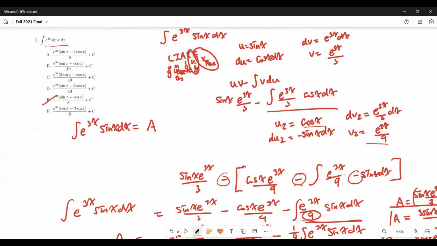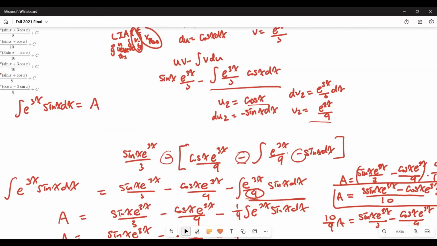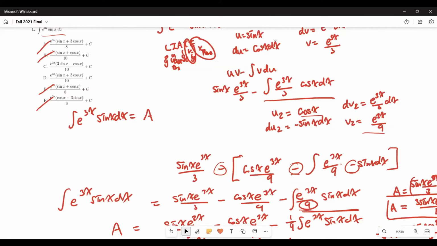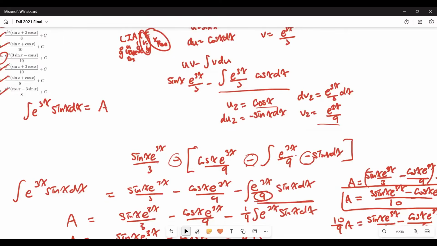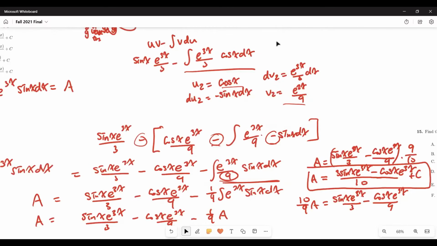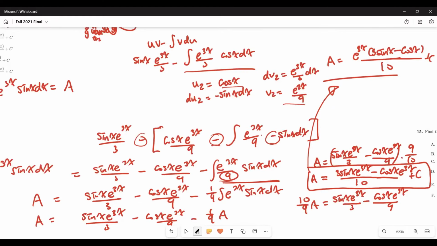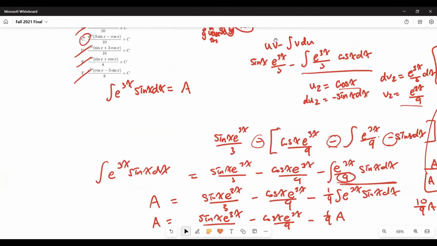Now let's find the exactly same format among the choices. So it's not a, e, or f, it's going to be either b, c, or d. But if you recall, our function had 3 sine x times e to the 3x, so it's going to be c: e to the 3x, 3 sine x minus cosine of x. Because if you group it by e to the 3x, this is e to the 3x times 3 sine x minus cosine of x plus C, which is exactly the same as c. So the answer for this question is c.